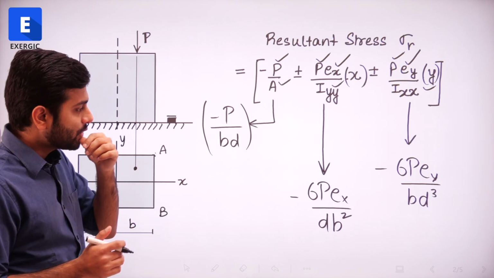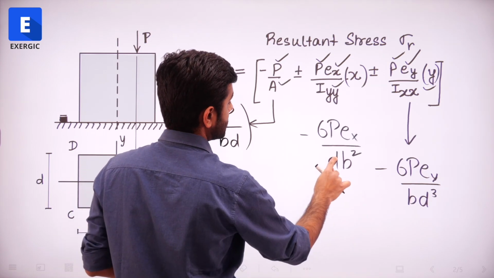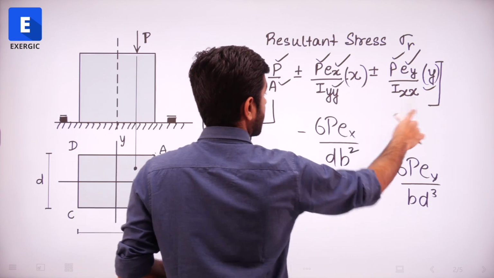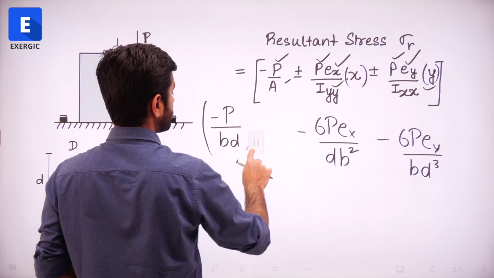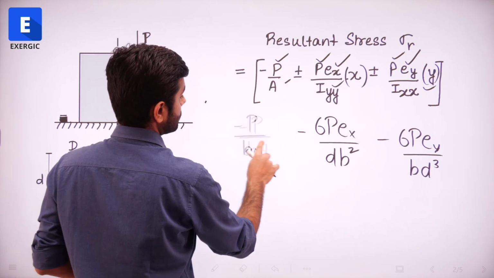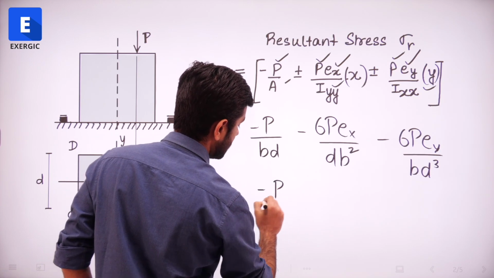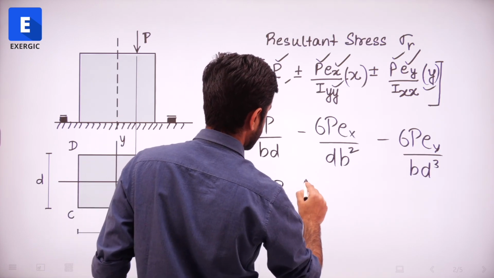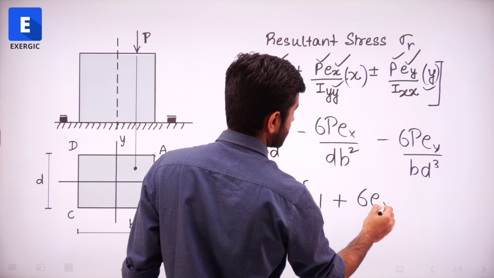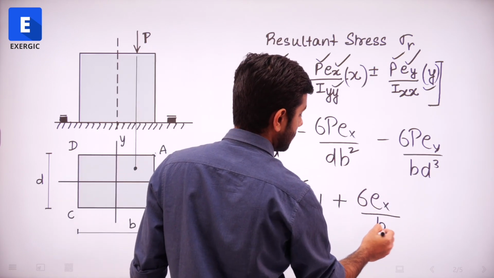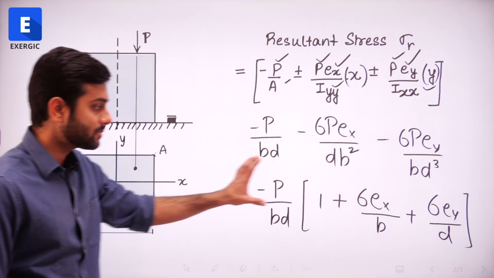You can simplify that, like you can take out P as common. For example, if I want to write this entire expression together, then we can take out some of the things as common, right or not? So let me do that. So these are the three terms that we have got. And now if I want to take out something as common, so minus P can come out as common, minus P divided by BD also can come out as common, right or not? So what do we have here? Only one. And minus sign is common already, so plus 6 EX divided by BD is common, so only B will be left here. Similarly, plus 6 EY, BD is common, so only D will be left here. So this is the expression that you have got.